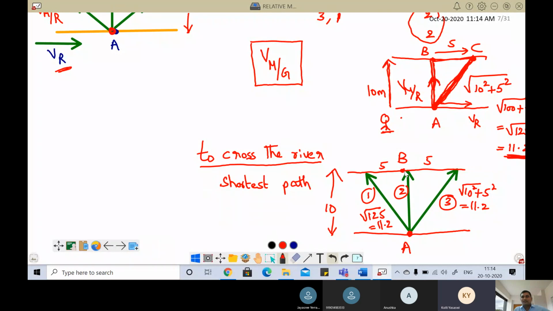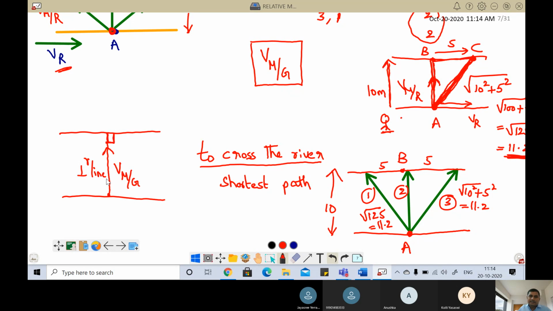A to B, sir. A to B. That means the perpendicular paths. Please remember the perpendicular. That means if there are two parallel lines, the shortest is always the perpendicular line. This is called the perpendicular line. So that means finally this path should be velocity of man with respect to ground.